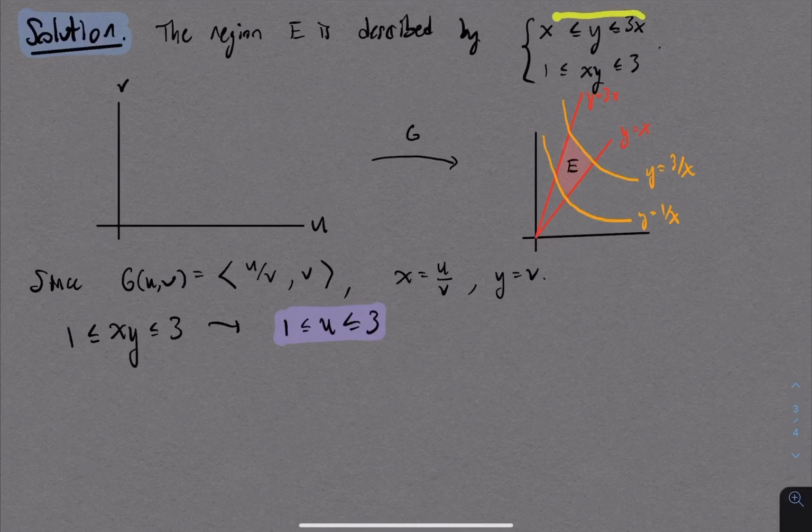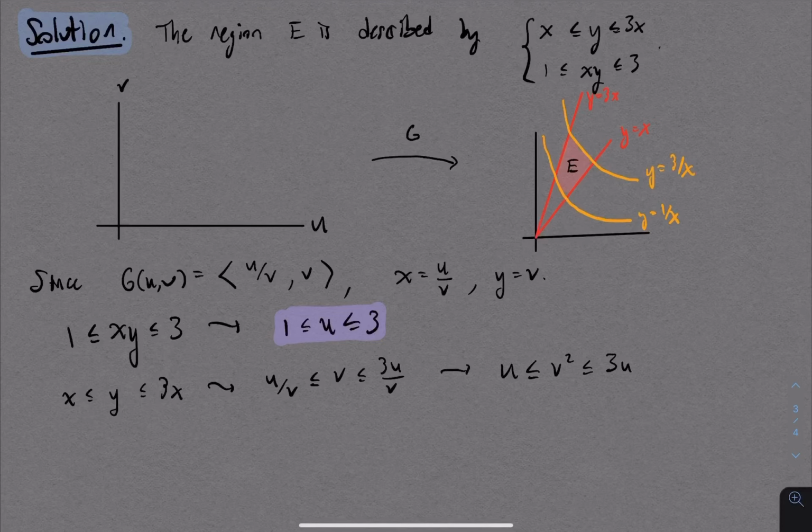I'll do the same thing with this other inequality to see what it spits out. So the inequality x less than y less than 3x, what does this become? X is u over v, y is v, and 3x would be 3u over v. Now, because we're interested in an interval for v, what I'll do is I'll just roughly solve for v. I could do that by multiplying through by v here.